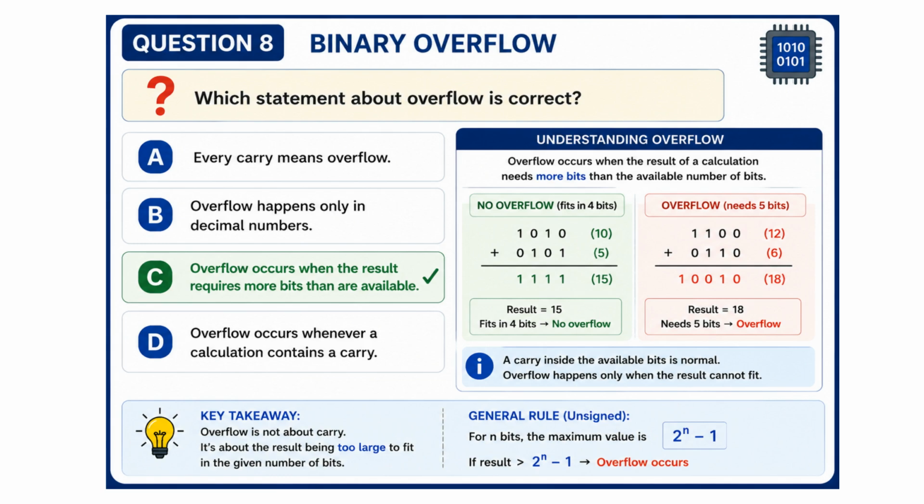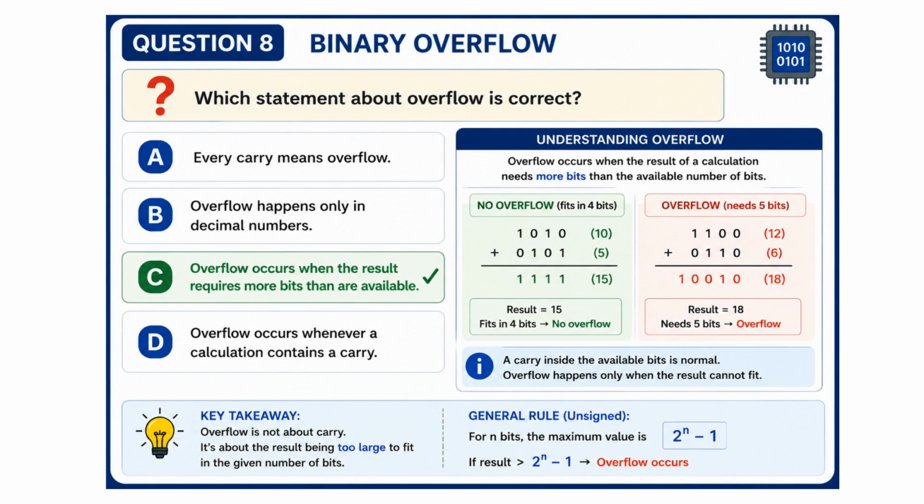Now, look at the second calculation. 12 plus 6 equals 18. The binary answer is 10010. This result needs 5 bits, but the register has room for only 4 bits, so overflow occurs. Remember, a carry inside the available bits is completely normal. Overflow happens only when the final result cannot fit into the available number of bits. That's the key idea.